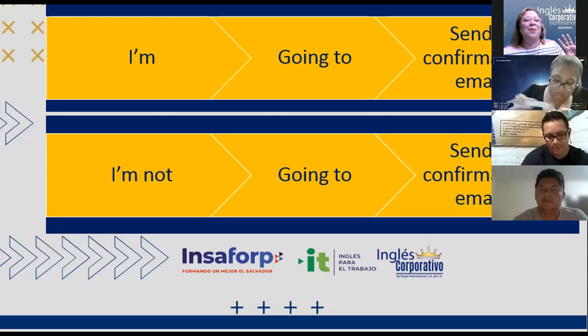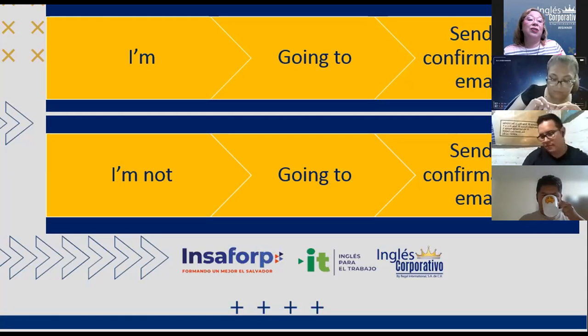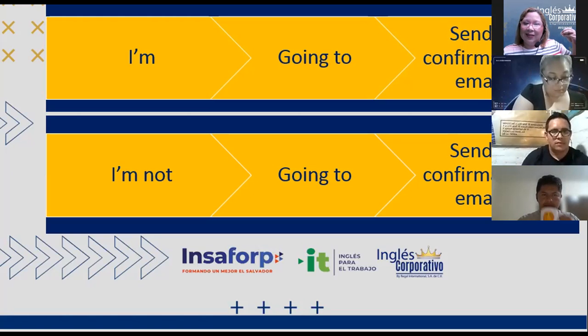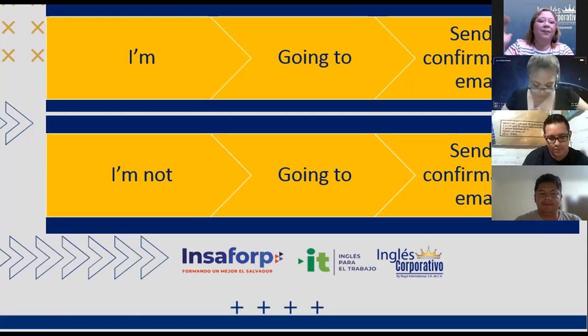Es una de las formas, okay? Es una de las formas para expresar el futuro. It's one of the ways to express future. And these actions are scheduled. It's certain future, okay? Es un futuro cierto. Es un futuro que ya está estipulado o planeado, es una actividad que va a suceder porque lo hemos determinado así. For example, okay, here is not a possibility. Here is that I am going to send a confirmation email, right?